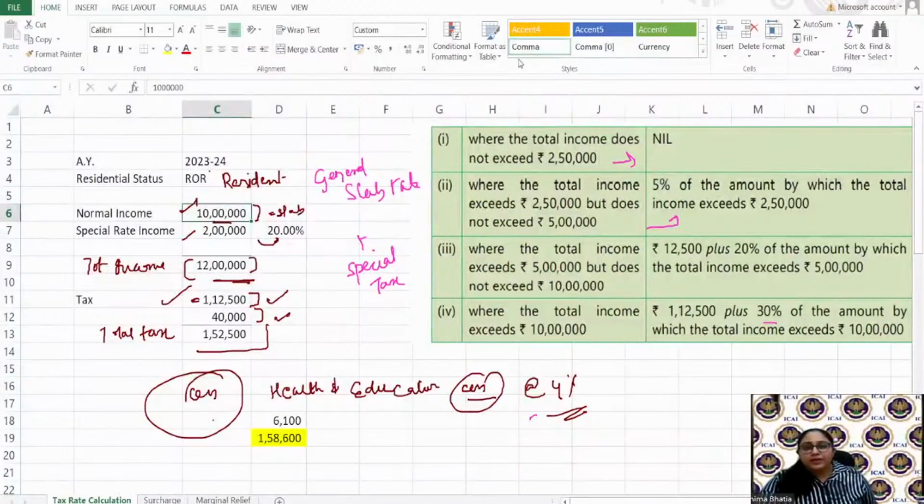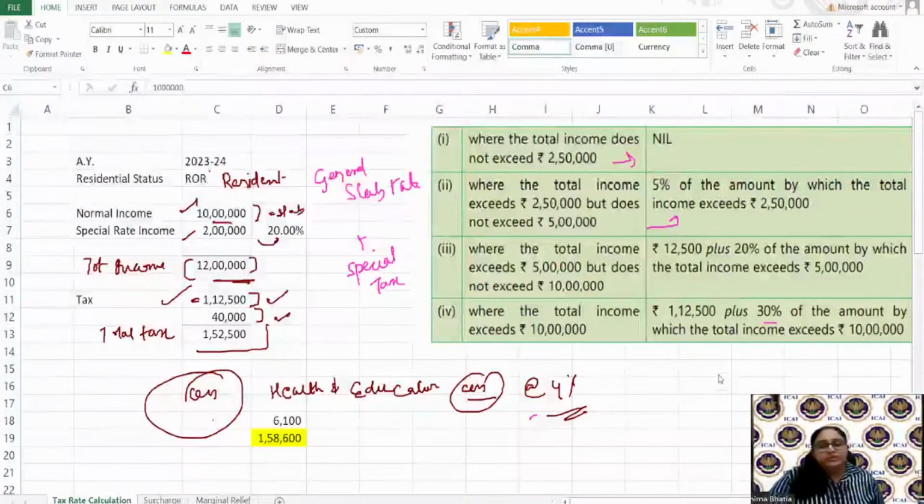So one more time, let's revise quickly. First step is, ek jagah start writing. The first step is compute the income. Secondly, divide the income into special rate income and normal income.